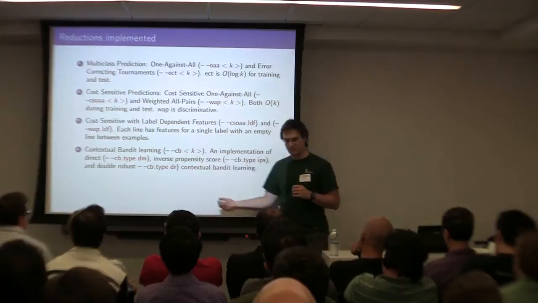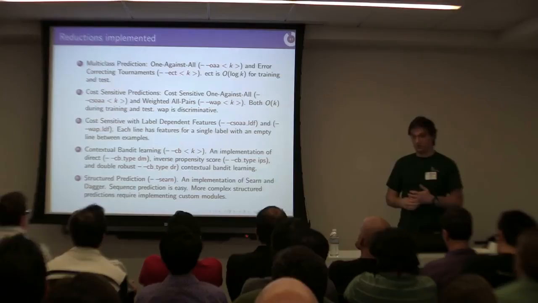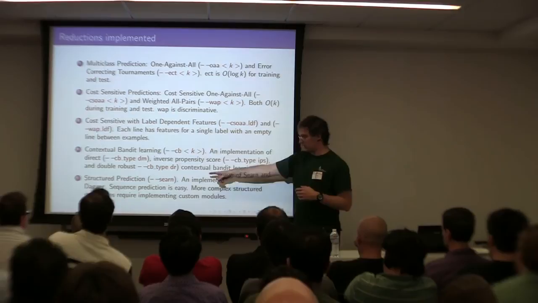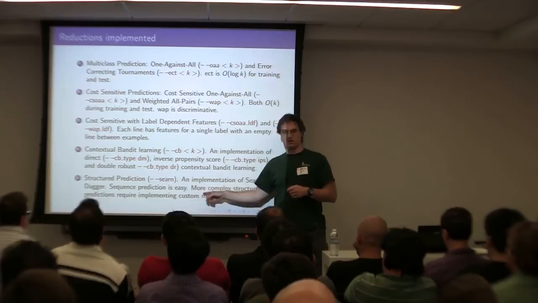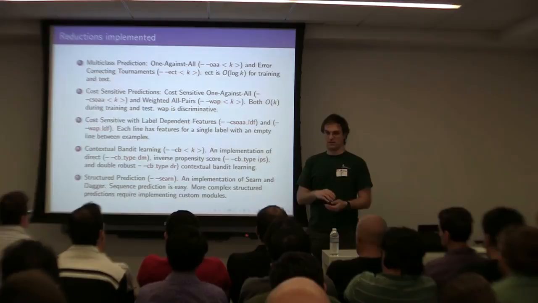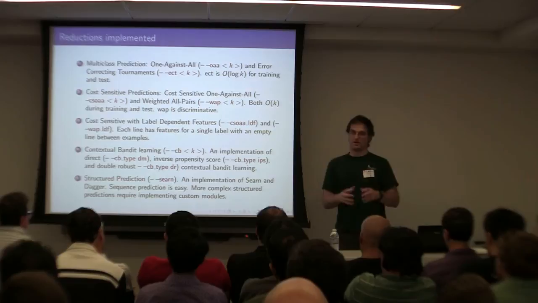So there's papers to read there. Then the last thing is structured prediction. In VW, we have structured prediction via the SEARN algorithm. For sequential prediction, this is easy, and there's an example in the test suite which shows you how to do this. For more complex structured prediction than sequential, you need to start writing your own little modules of code. But there's a defined interface for doing that.